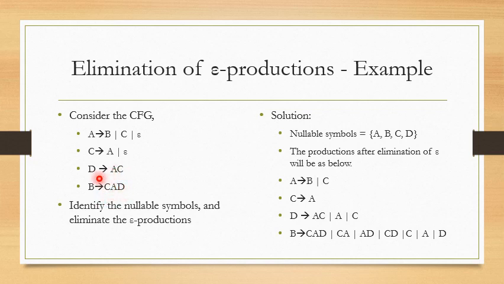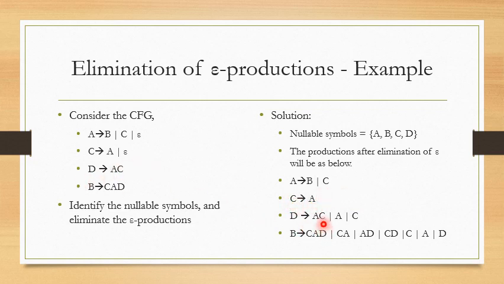Now D is also nullable using this production rule. Therefore B is also nullable. So we can say that A, B, C and D, all these are nullable. Now after elimination, the resultant grammar will be like this. You should have the original grammar. So A determines B will be there, A determines C, and you will not have the epsilon part. Epsilon is removed. So C determines A, epsilon is removed.